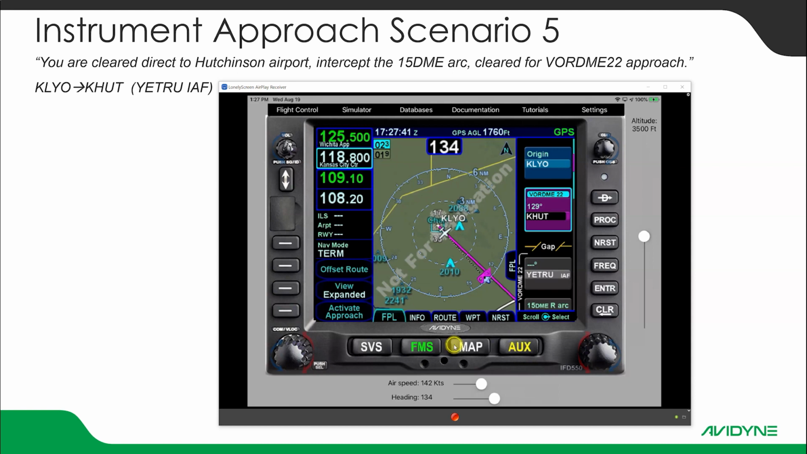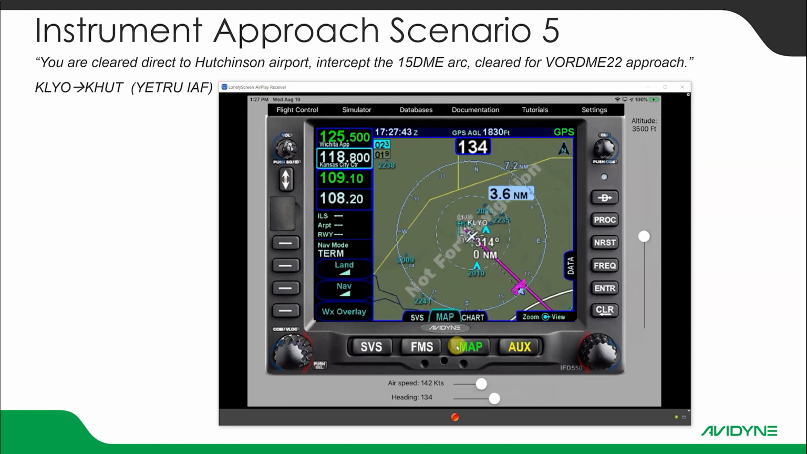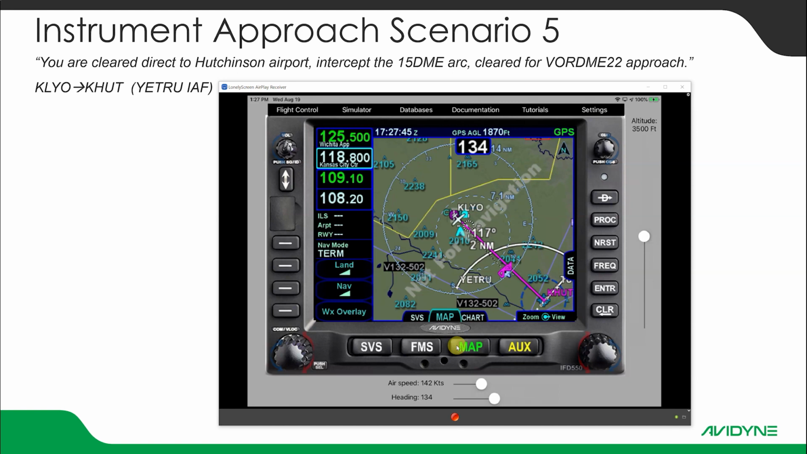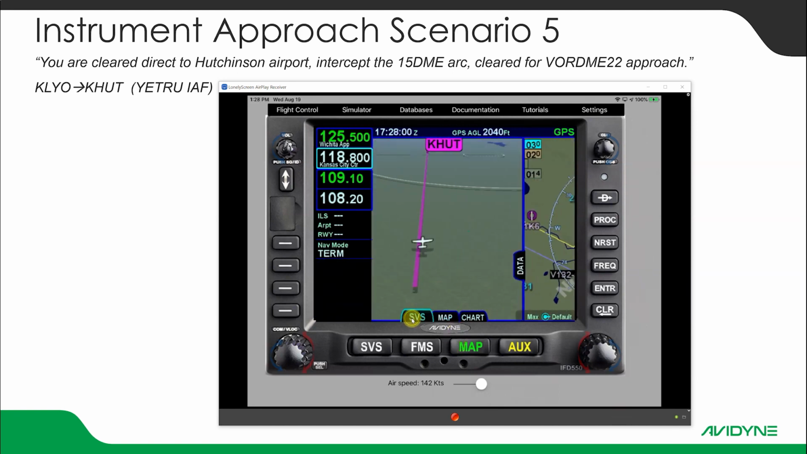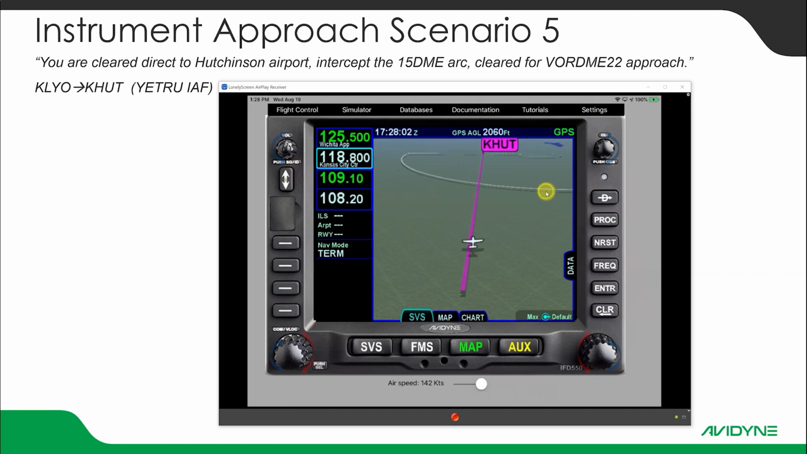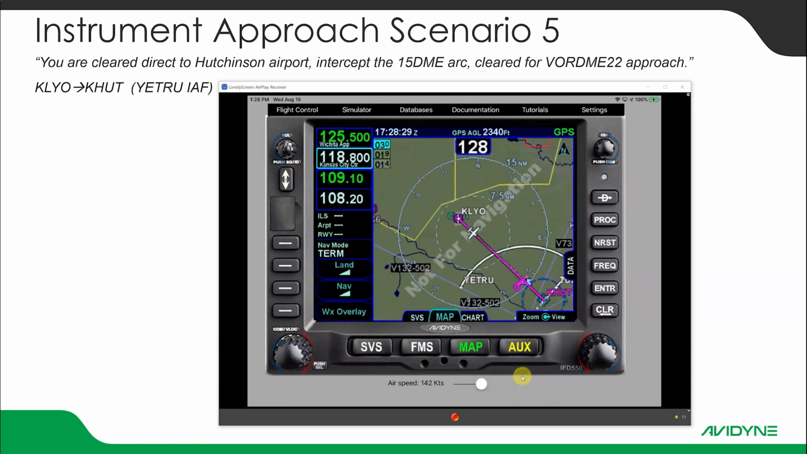If I go to the full map page here, zoom out, you can see we're heading toward it. If I go to the SynViz tab, you can see there's the DME arc off in the distance, but notice it's not activated yet. If we activate the DME arc too soon, it's going to turn to the left and try to intercept that way. But we want to intercept perpendicular coming from Lyons, so we're going to wait till we get a little closer.